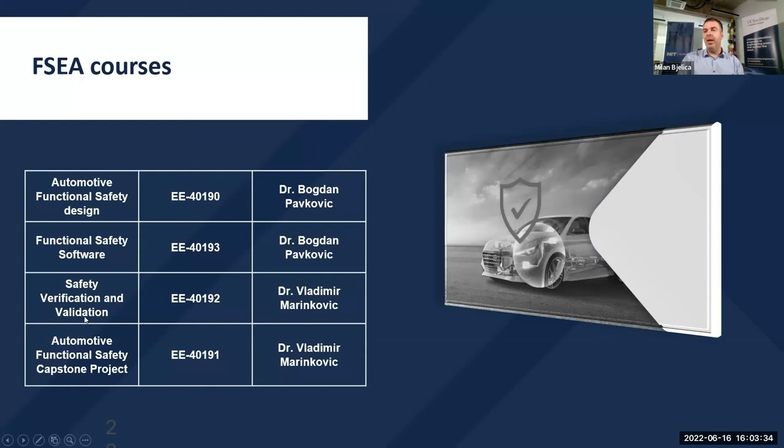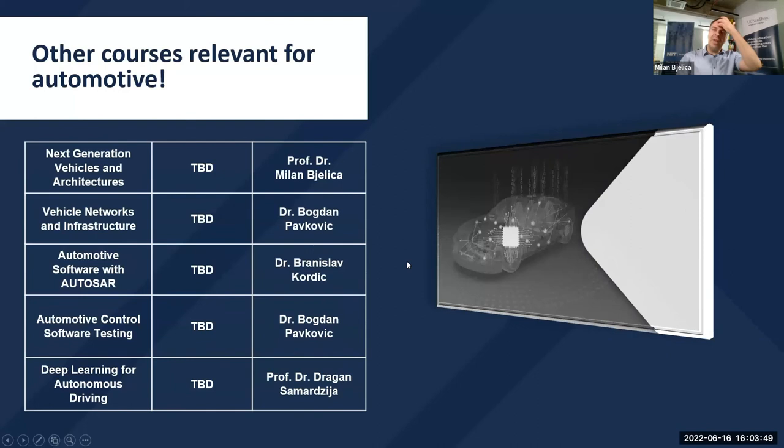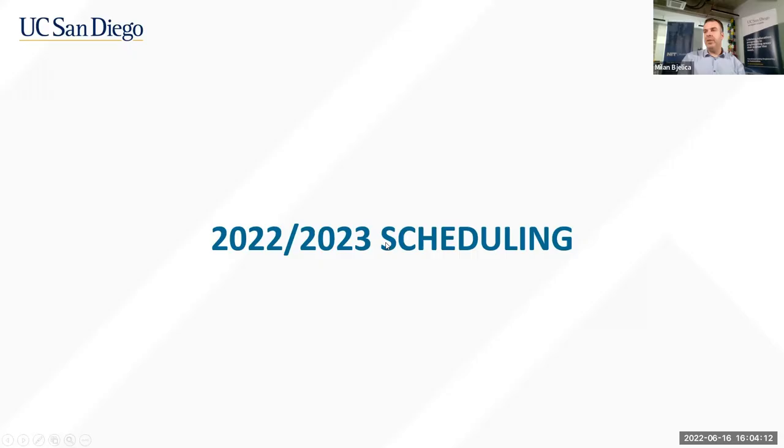And in the end, we have one interesting project that you can apply all what you learned in a real world automotive functional safety project. There are also additional courses relevant for automotive that the UCSD and NIT Academy are giving. This is a general introduction to automotive, speaking about vehicle networks and infrastructure, programming for automotive through the AUTOSAR stack, testing the ECUs using the actual testing equipment for Vector, let's say, and dealing with deep learning for autonomous driving. All these topics can come as extras on top of this safety story.